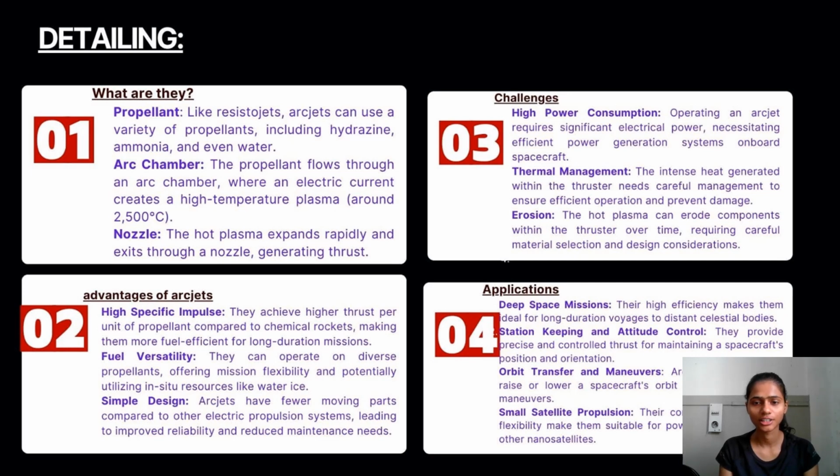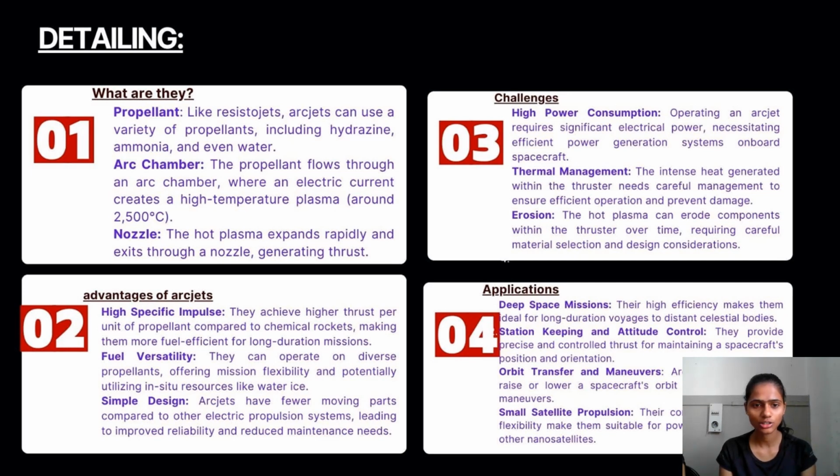Detailing for the arc jet. What are they? The propellant is like the resistor jet. The arc jet can use a variety of propellants, including hydrogen, ammonia, and even water. The arc chamber: the propellants flow through an arc chamber where an electrical current creates a high temperature plasma around 2500 degrees Celsius. The nozzle: the hot plasma expands rapidly and exits through a nozzle generating the thrust.